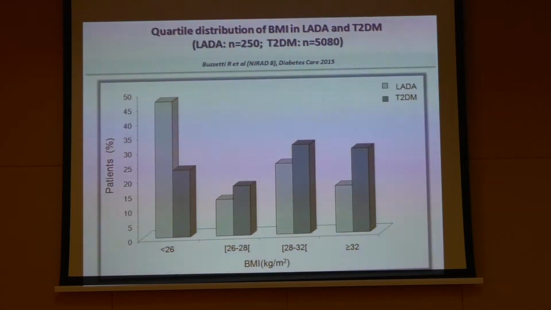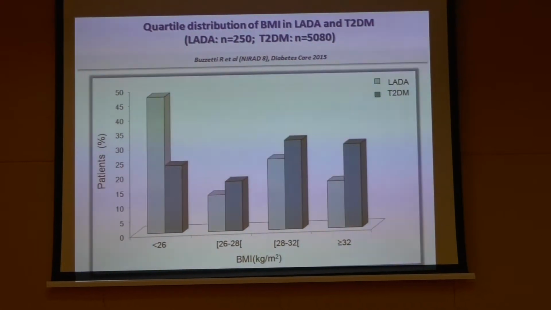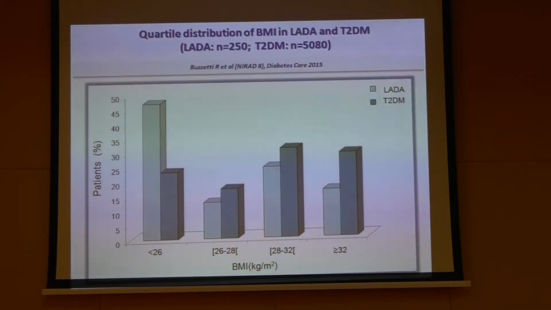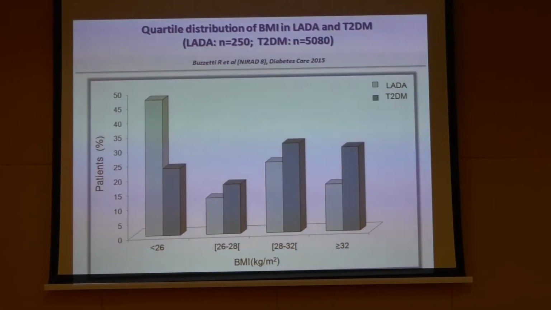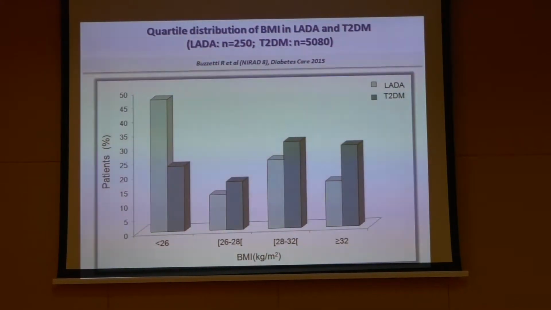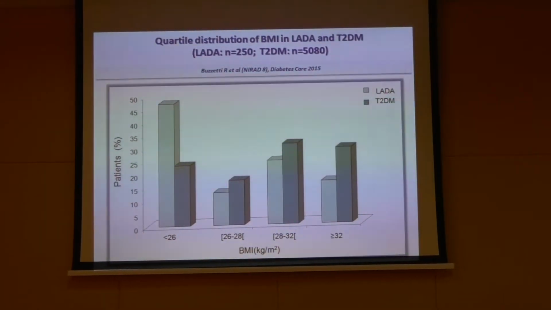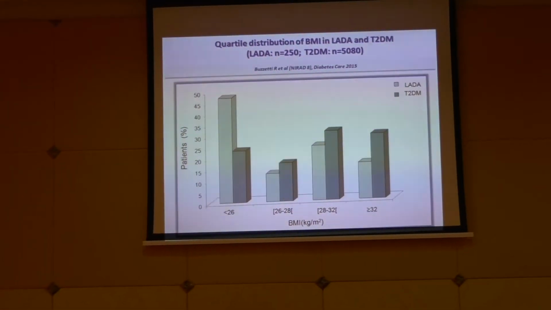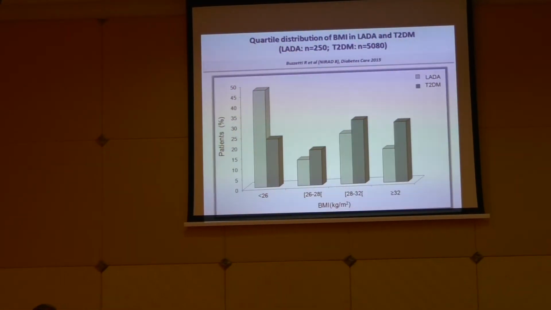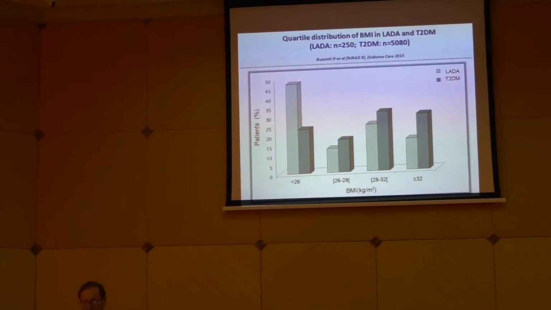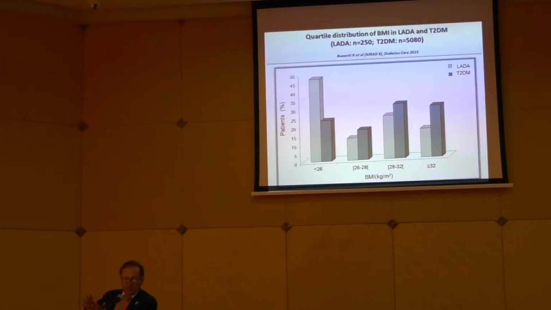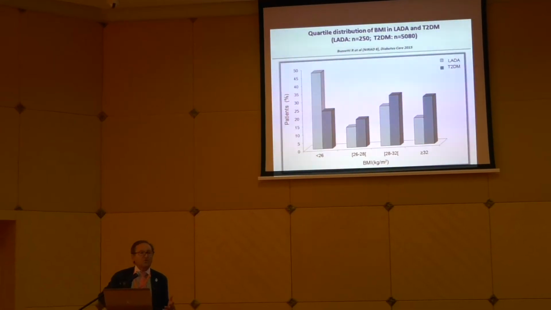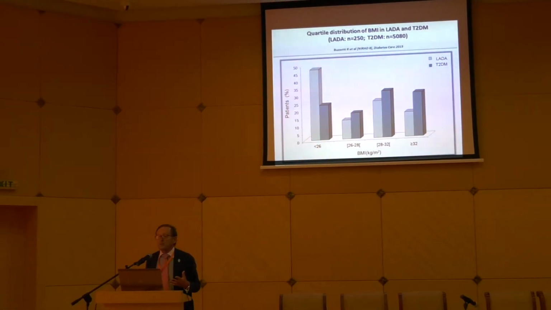That is confirmed with the BMI. That is really a key point. Look at the quartile distribution of BMI in LADA and type 2 diabetes. Less than 26, you have the LADA in pale blue here, and the type 2 in dark blue, and look what is the percentage of positivity. When you go into BMI of 26, 28, if you go to the BMI 28, 32, and when you go to the BMI of greater than 32, clearly suggesting that the BMI is related to LADA.